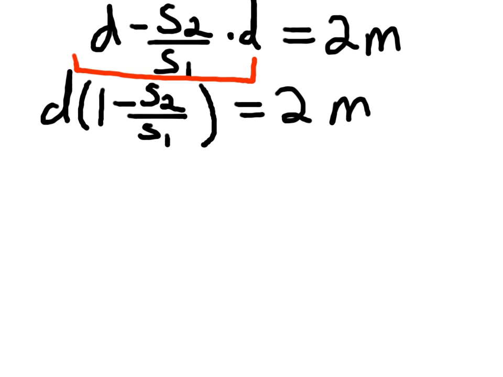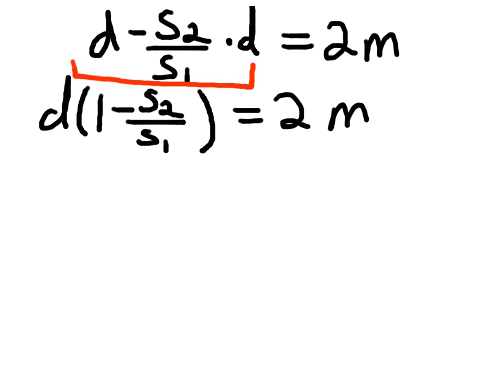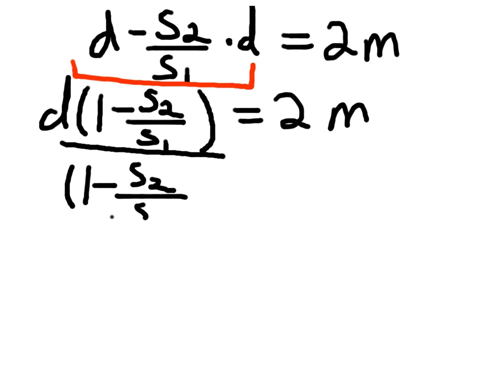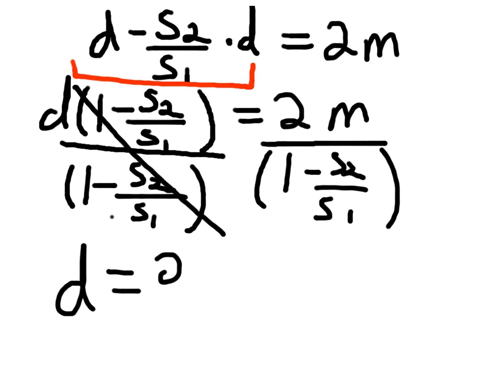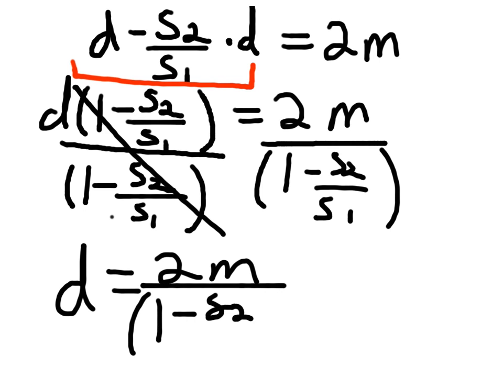Alright, and I'm getting d by itself, so now I divide out everything except d on this side. Do the same on the other. On the left side, the parentheses part cancels. And we're left with d equals 2 meters divided by 1 minus speed 2 over speed 1, parentheses closed.